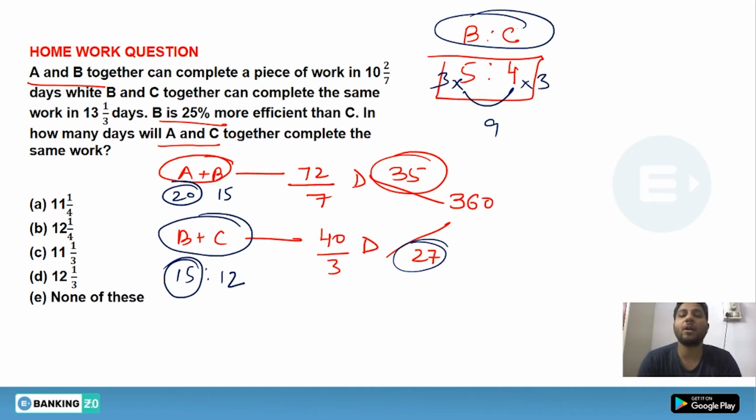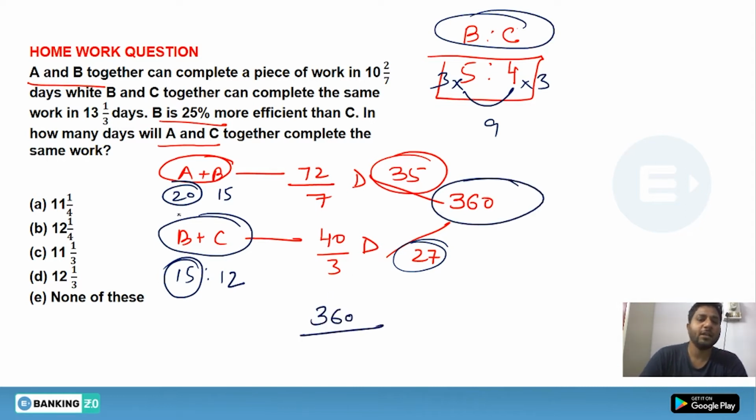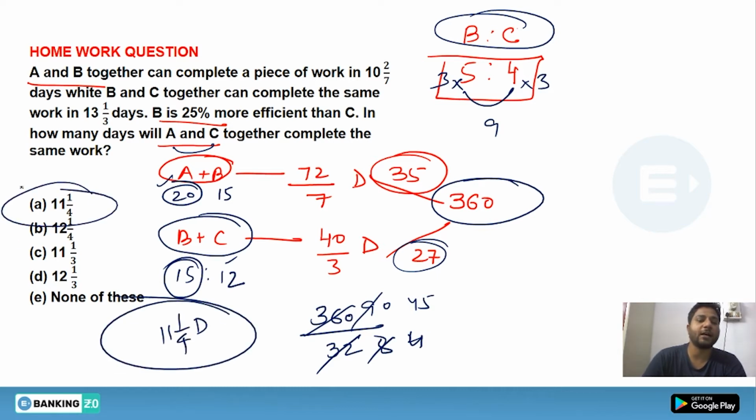Now we have all of their individual efficiencies. Now we need to finish this 360 units of work, but it will be done by A and C together. How can it be done? It will be done by their total efficiency. Now your answer would come as, look at this, 48, 49 and 24 and 2, 45. That means 11 whole 1 by 4 days will be the correct answer. So option A will be the correct one.